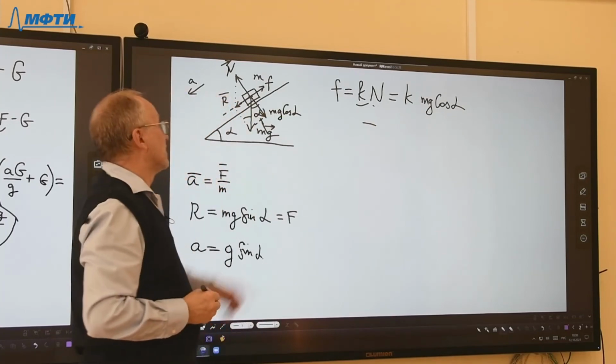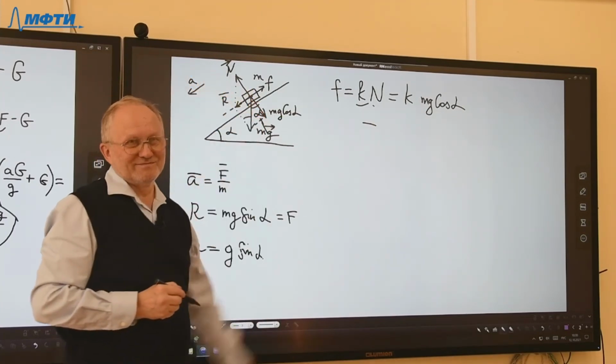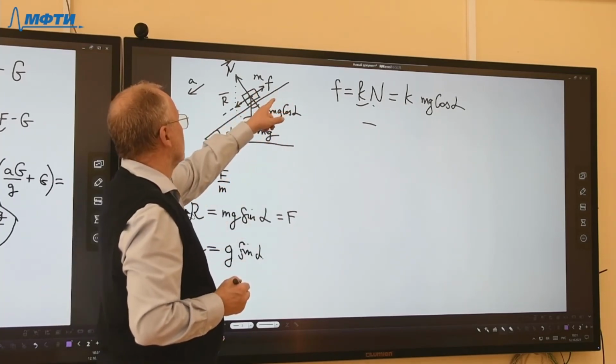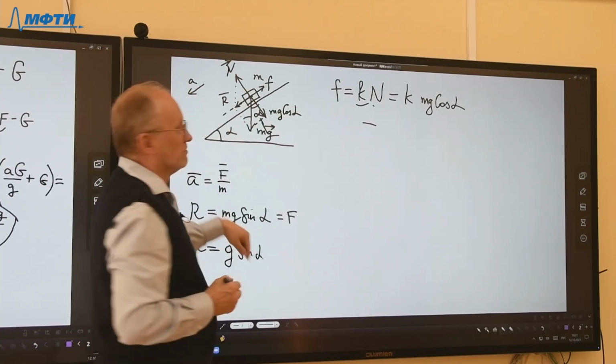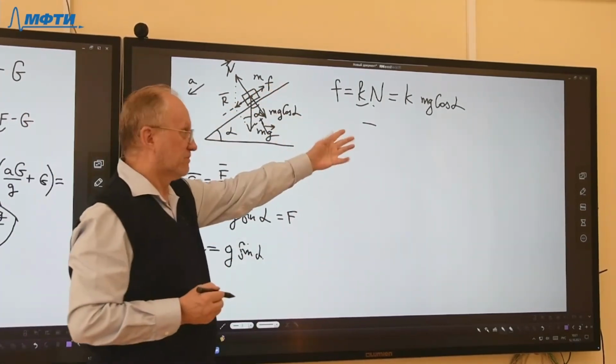That is, N equals mg cosine alpha. Why? Because the block has no legs to jump, and the block and the surface is too strong, it cannot be broken by the block. The block moves only along the surface. That's why this formula is correct.